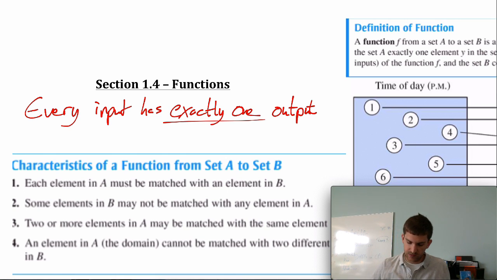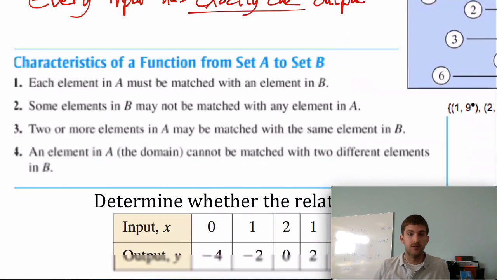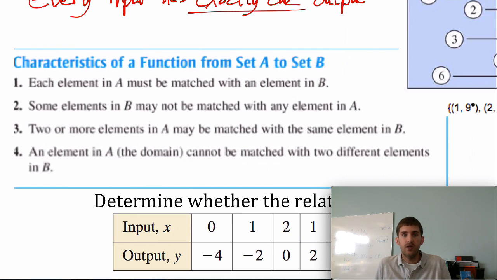So some characteristics of functions, and we're going to take a look at those images right next to it. Each element in A must be matched with an element in B. So every element in A has to have a pair. Some elements in B may not be matched with any elements in A. So that means not everything in B has to be used. Everything in A has to be used, but not everything in B has to be used. Two or more elements in A can be matched with the same element in B. That's not a problem. So two inputs can have the same output.